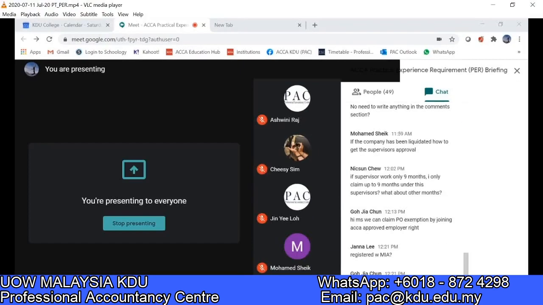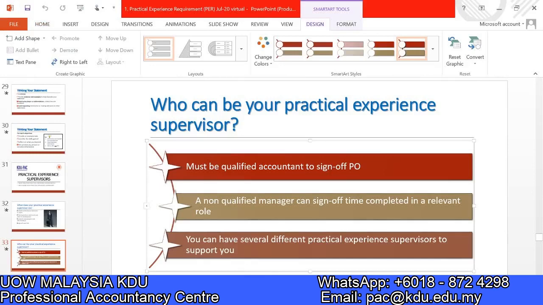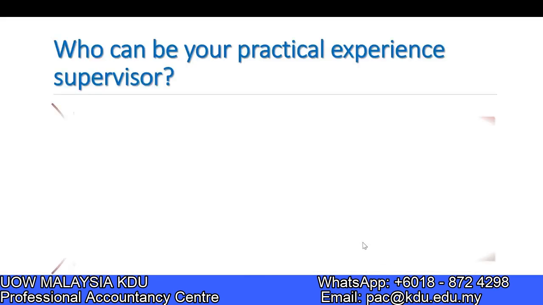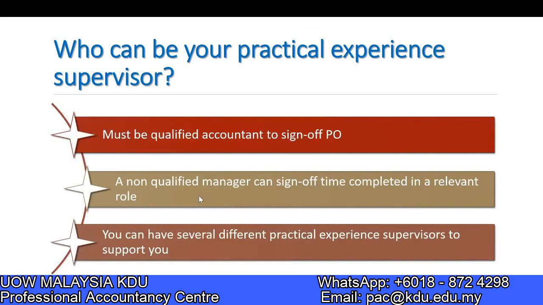Now, what if my manager or my supervisor is not a qualified accountant, but still monitors my work? If that's the case, this non-qualified manager can still sign off your time, but not your PO. You got me? If your supervisor is a qualified accountant, he or she can sign off both PO and time. But if a manager is not qualified, he or she can sign off the time only. But how about the PO? I'll come to that later.